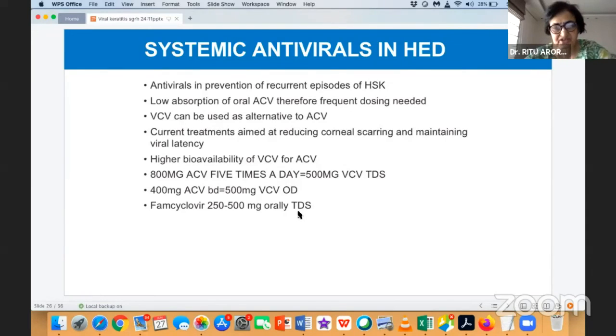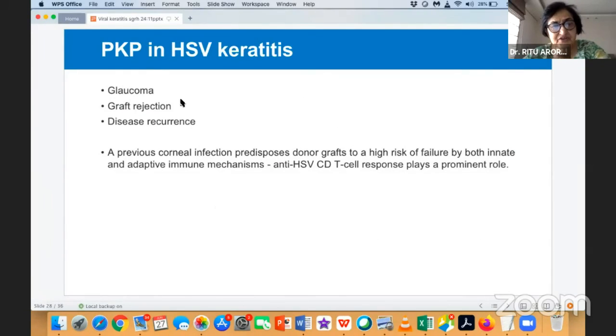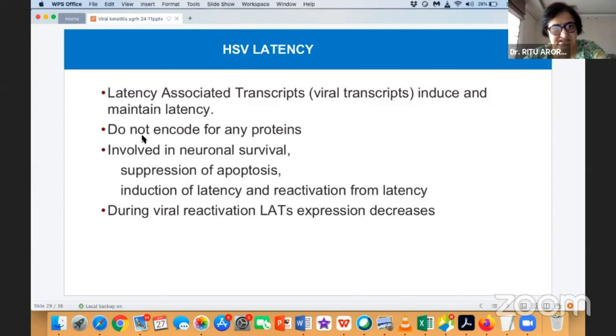These are different permutations and combinations for when your patient says they don't want to use the drug for a longer period of time. Another option is topical ganciclovir. It does not have any extra advantage over acyclovir, except that it is used less often, TDS, and rarely in cases which are resistant to acyclovir, ganciclovir may be of use. Whenever we do a PK in a case of earlier herpetic stromal keratitis, there is a higher risk of glaucoma, graft rejection, and disease recurrence. And of course, herpetic latency is the key, and prophylaxis, when given, can reduce the incidence of recurrence.